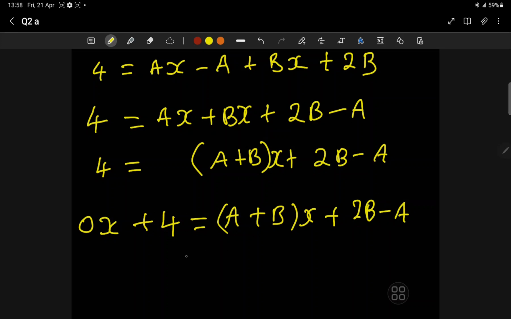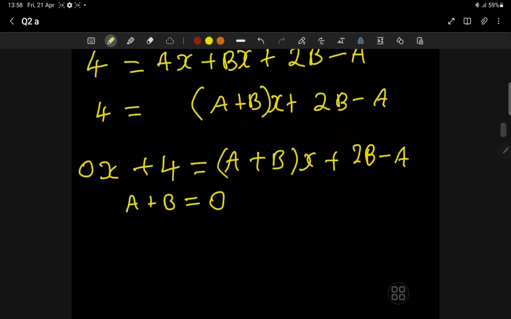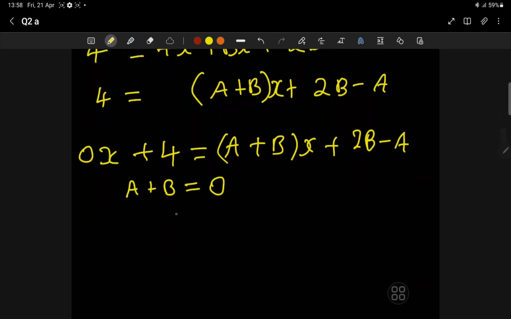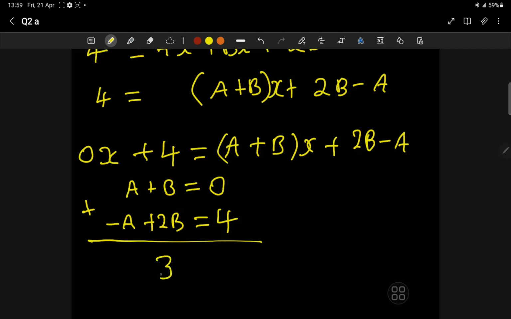Let's do that. So we'll have a plus b is equal to 0. Then we'll have 2b minus a, which we can write as negative a plus 2b, is equal to 4. So we've equated the coefficient of x with the 0, so a plus b is equal to 0, and then the constant with 4. And this is a simultaneous equation. So we can just add it, giving us 0 for a. This will be 3b is equal to 0 plus 4, which is just 4. So our b is equal to 4 over 3.